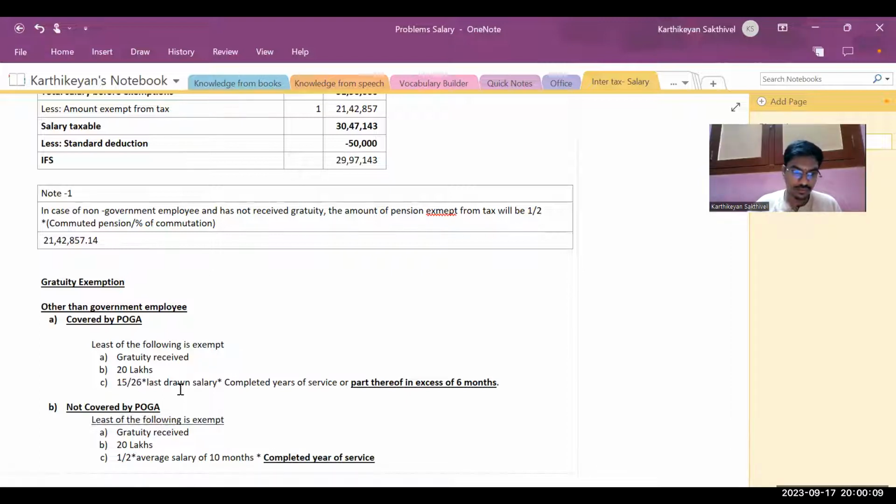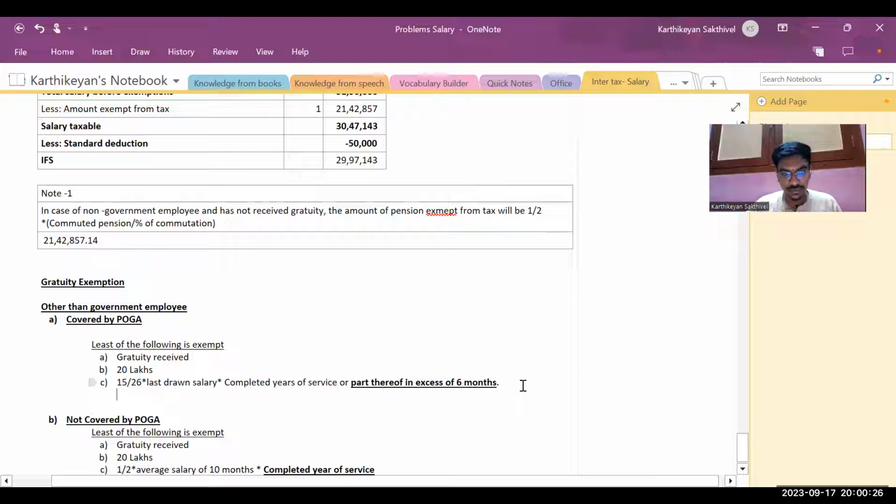Basically, in the first case, when it is covered by POGA, the Payment of Gratuity Act, the third condition, by saying that part thereof in excess of 6 months, they mean to say that if there is a decimal involved, you're rounding it off, right? If it is 27.5 years, it means 28 years, very simple. If it is 27 years, 8 months, for the third component, I will take 28.